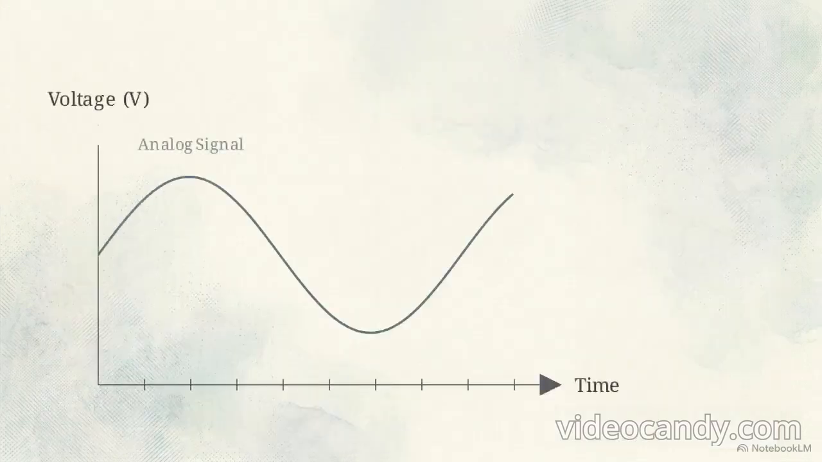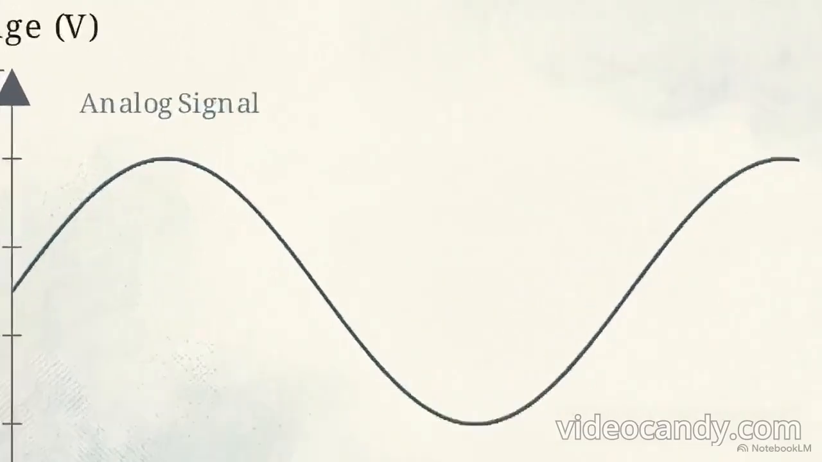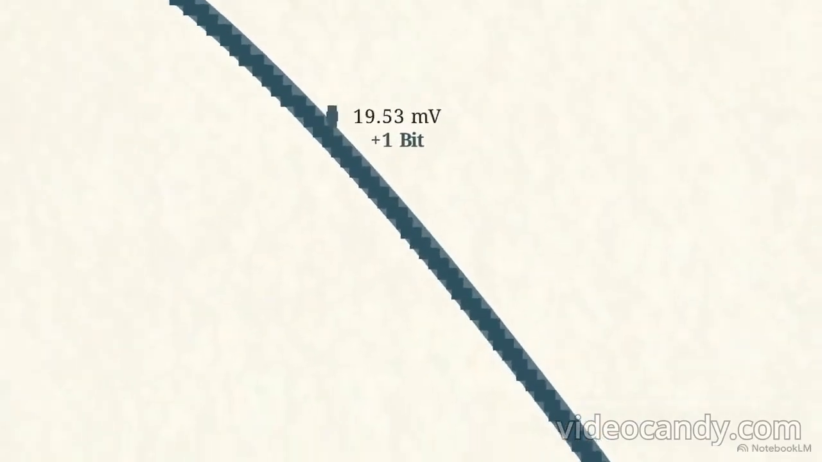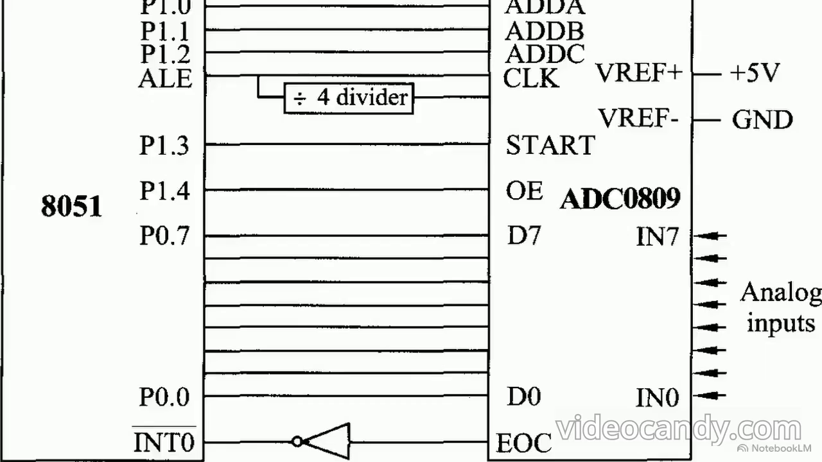However, the physical world operates in continuous analog signals, not binary logic. To measure these conditions, the microcontroller requires an analog-to-digital converter, or ADC. This schematic shows the ADC0809 serving as the hardware bridge connected directly to an 8051 microcontroller. The conversion relies on bit resolution. An 8-bit ADC divides a 5-volt reference signal into 256 discrete steps. Every time the analog input voltage changes by exactly 19.53 millivolts, the digital output changes by exactly 1 binary bit.